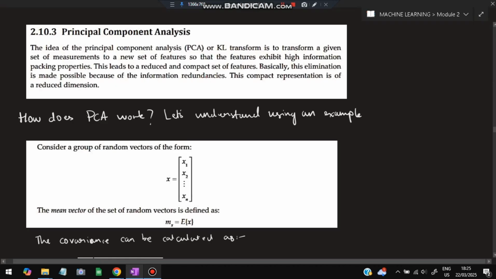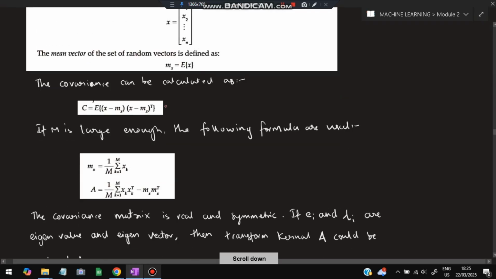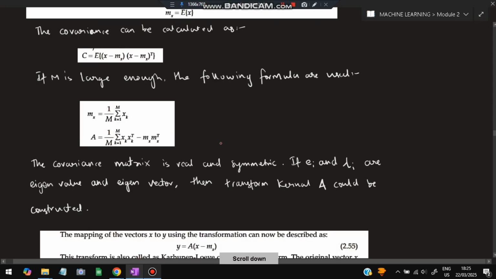Okay, for that some formulas are there. First let's consider a random vector of this form. Now the mean of this will be E of x. And covariance can be calculated using this formula. If it is large enough data, we will have to calculate the eigenvalues. So by using this formula you will be able to calculate the eigenvalues. The covariance matrix is real and symmetric, so if ei and lambda i are the eigenvector and eigenvalue, then the transform kernel A will be found.